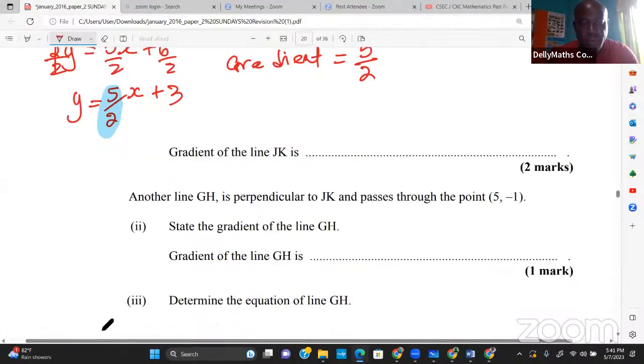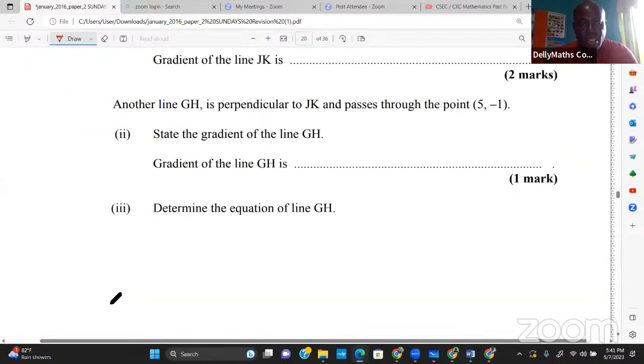All right, let us focus on some more questions. So the next question says here, another line GH is perpendicular to JK and passes through the point 5, -1. So state the gradient of GH.